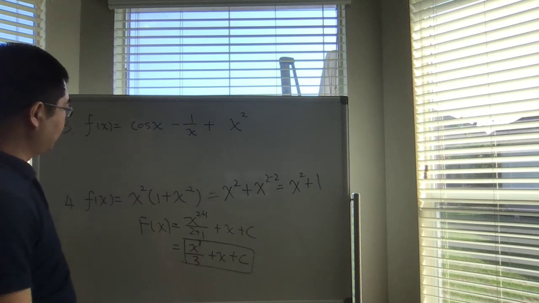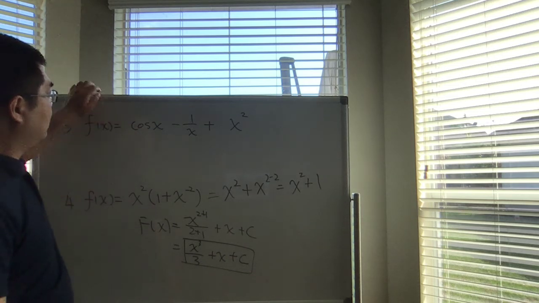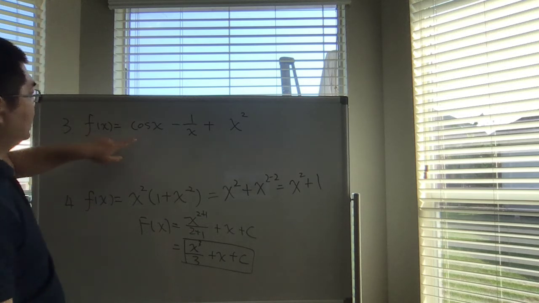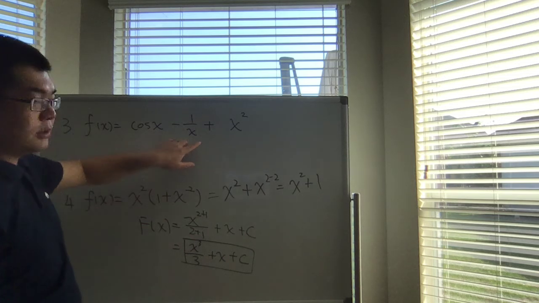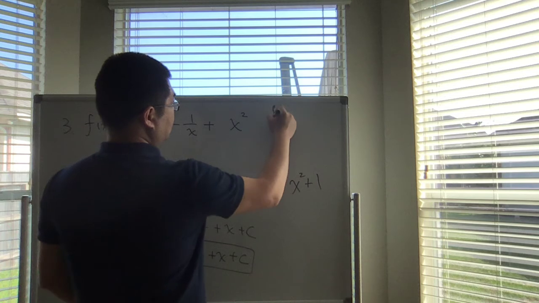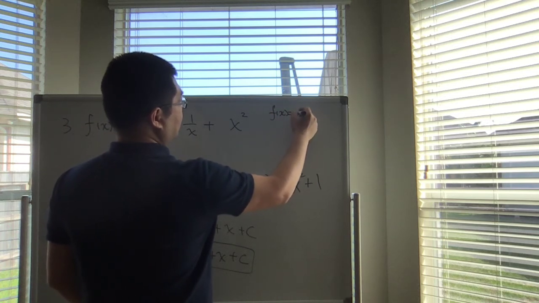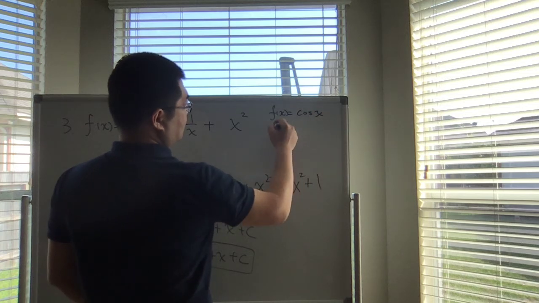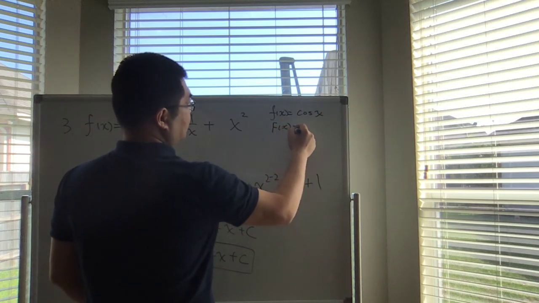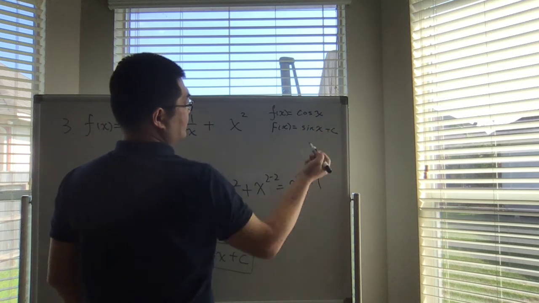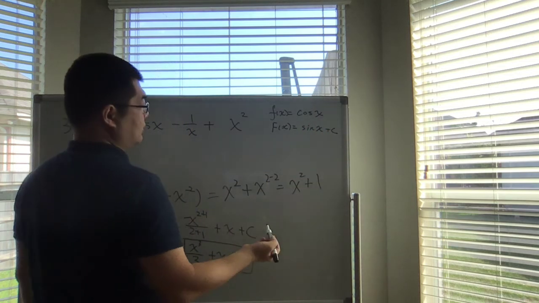Okay. Alright, so now let's look at number 3 here. For here, you actually need 2 antiderivative formulas. So given f(x) equals, let's say cosine x, then its antiderivative is sine x plus c. Okay, so this is the first one.